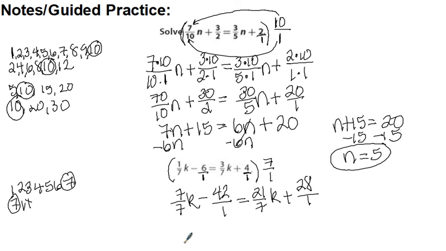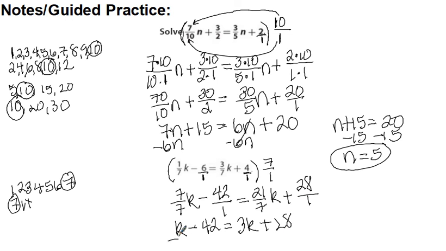So now I can reduce all my fractions. 7 over 7 is just 1, so I get 1k minus, well, 42 over 1 is just 42, equals 21k, or 21 divided by 7 is 3, so 3k, plus 28 over 1 is just 28. And now it looks like a multi-step equation.